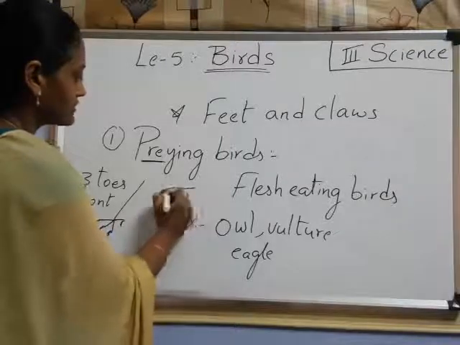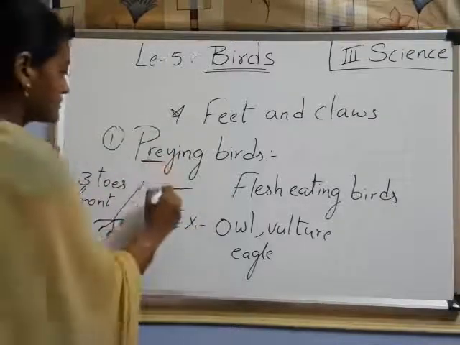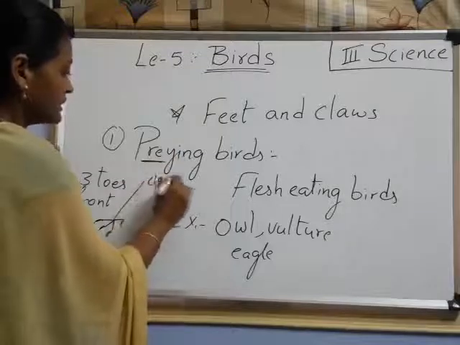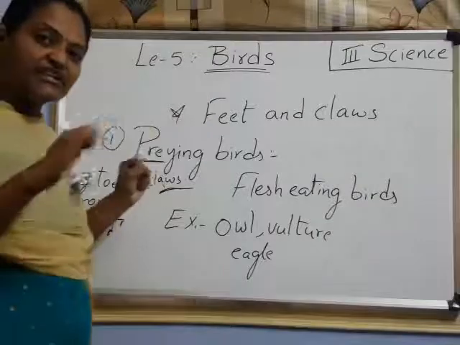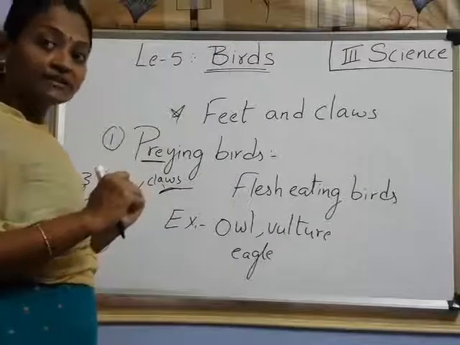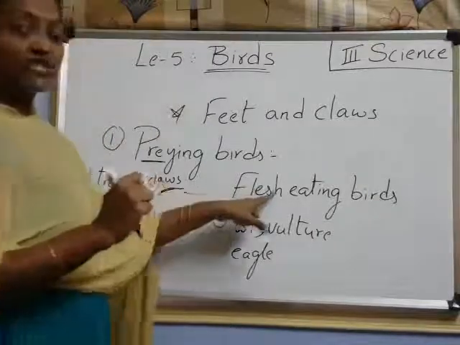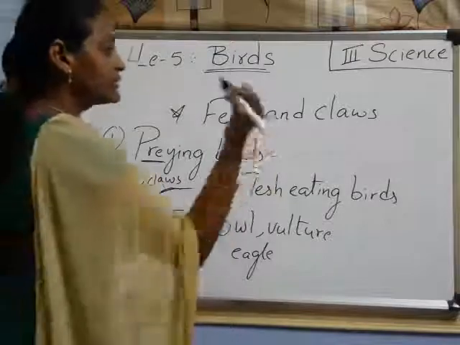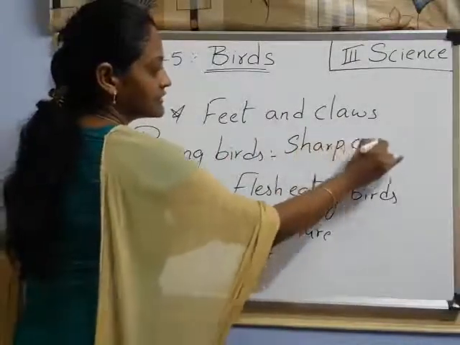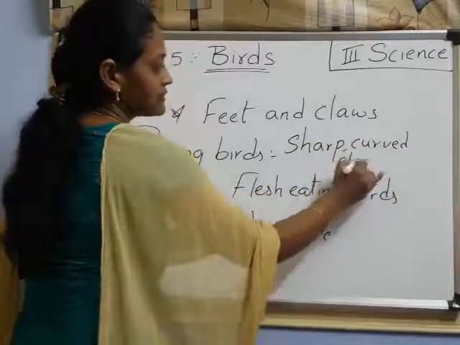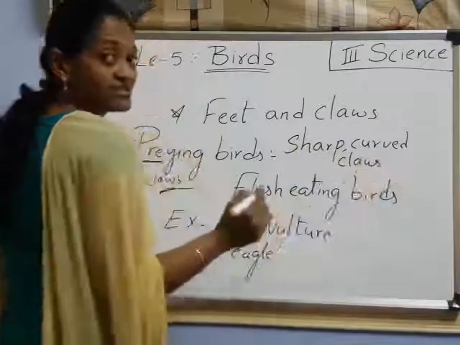The toe is this sharp one. Claws. This is claws, suppose. Claws are very sharp so that they can tear the flesh of other birds. Understood? So the flesh-eating birds are having which type of claws? Sharp, curved claws. There is a specific name for it, children.